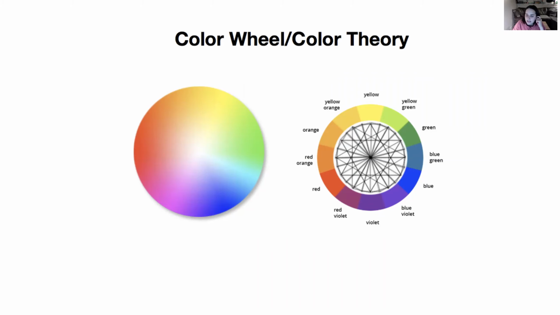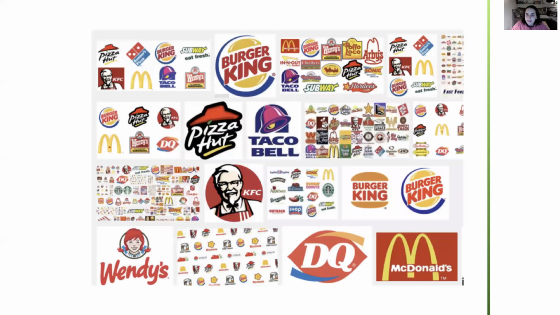Colors are very much influenced by what's next to them. So if you have red next to a lot of green, that red might look different than if it was next to orange. I guess that's all I'll kind of say with that.